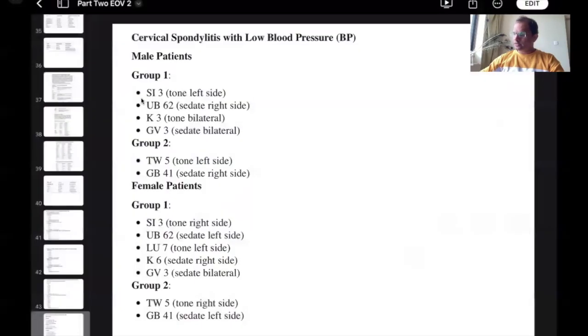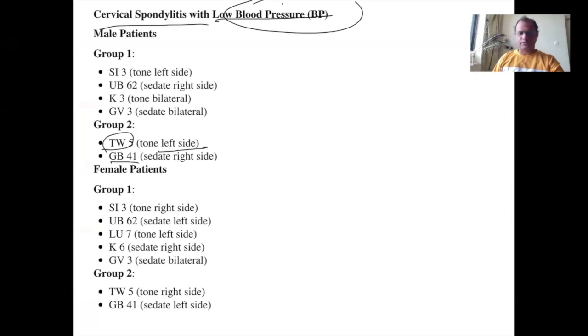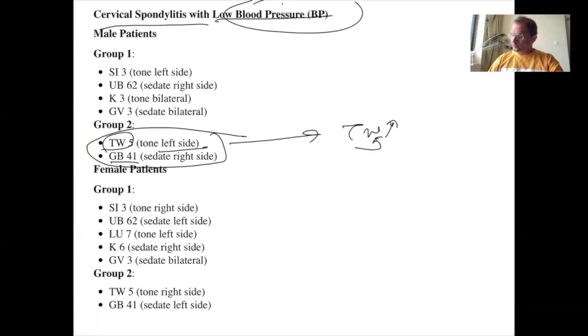So again here, if the female or the male patient is suffering with the low blood pressure with the neck pain, and this neck pain is a little on the side, so with the low blood pressure patient, we will work triple warmer tonification and gallbladder 41 sedation for the male. Even if you apply this triple warmer 5 tonification, you will see the low BP now becoming normal.